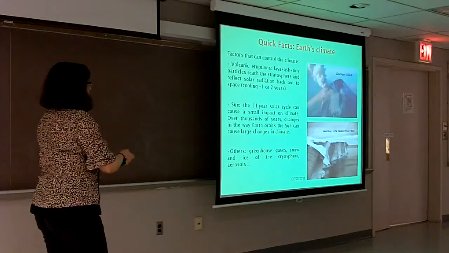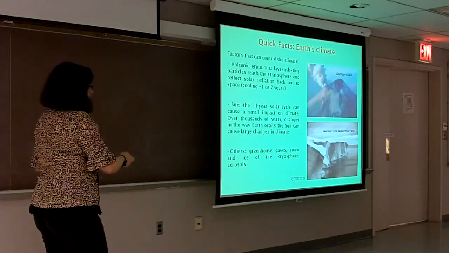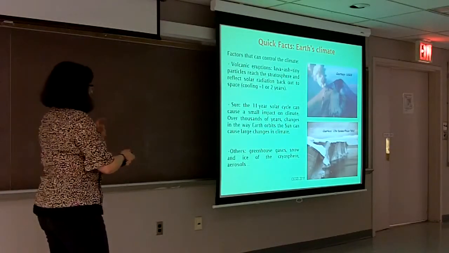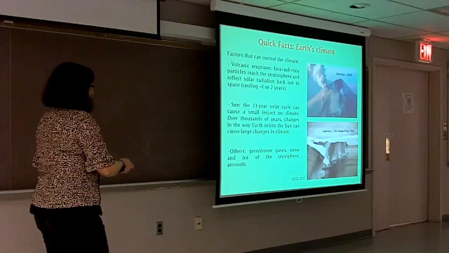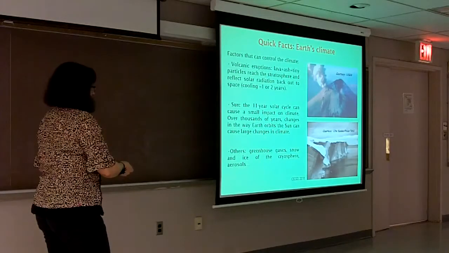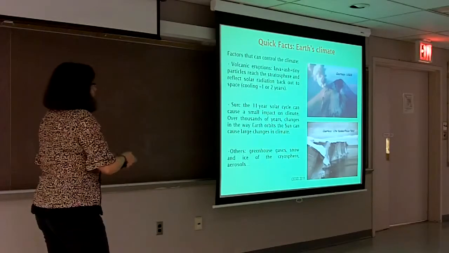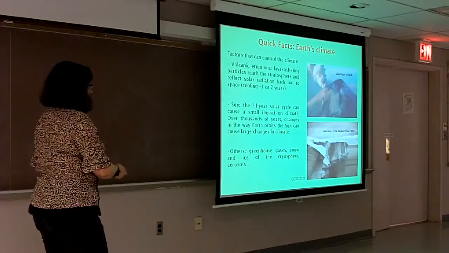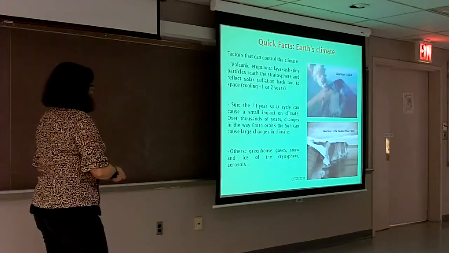Besides that, the sun, as I told you before, especially the 11-year solar cycle, can cause a small impact on climate, but over thousands of years, changes in the way Earth orbits the sun can cause large changes in climate, but it's not confirmed at the moment. Other factors that can control the Earth's climate are the greenhouse gases, the snow, the ice of the cryosphere, aerosols, and many things, and obviously man.